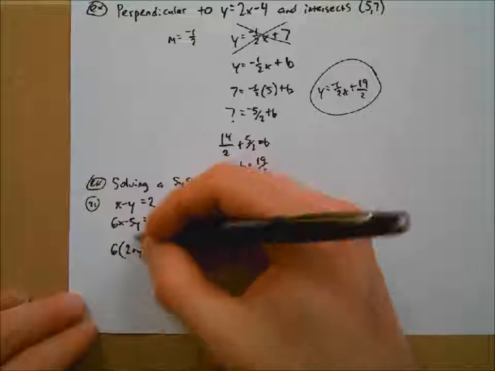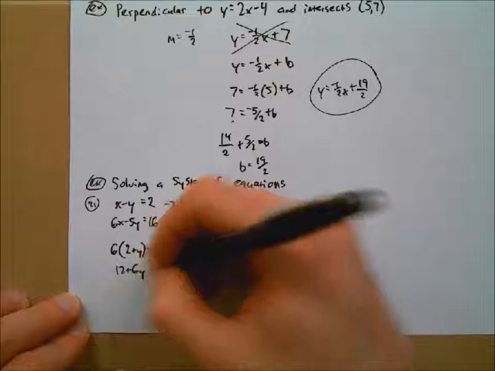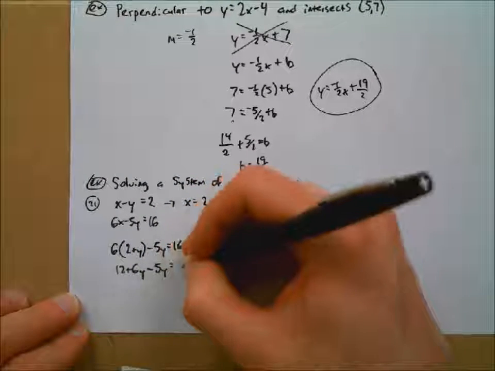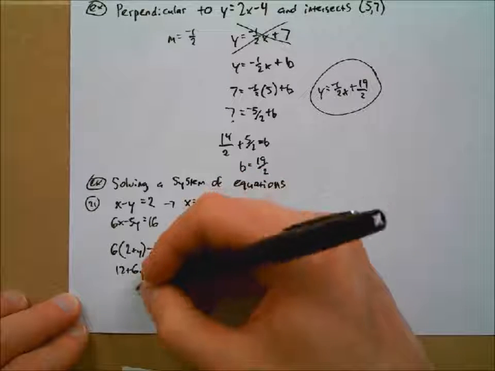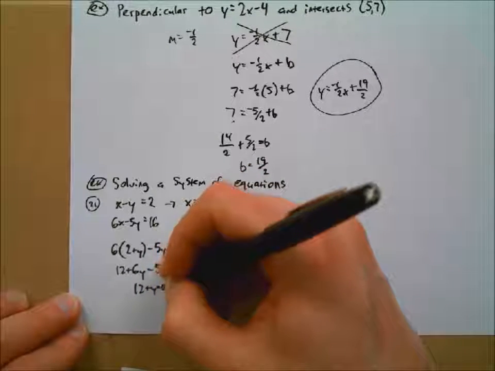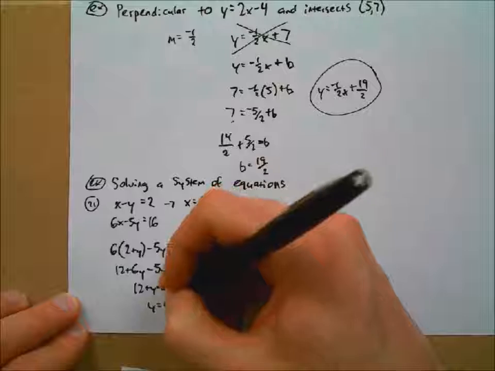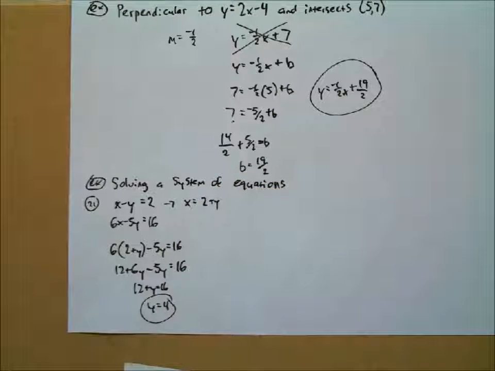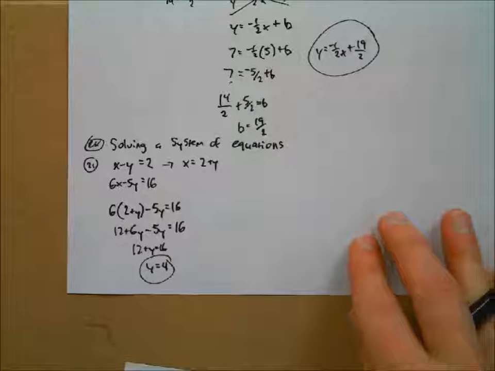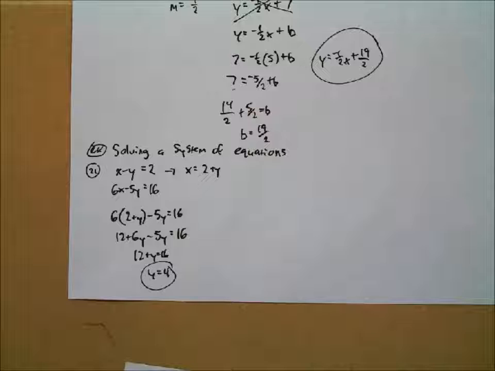Distribute the 6, so we get 12 plus 6y minus 5y equals 16. And so we get 12 plus y equals 16, and so y equals 4. Once we have that y is 4, how can we get the matching x coordinate? You plug your input y into the equation.